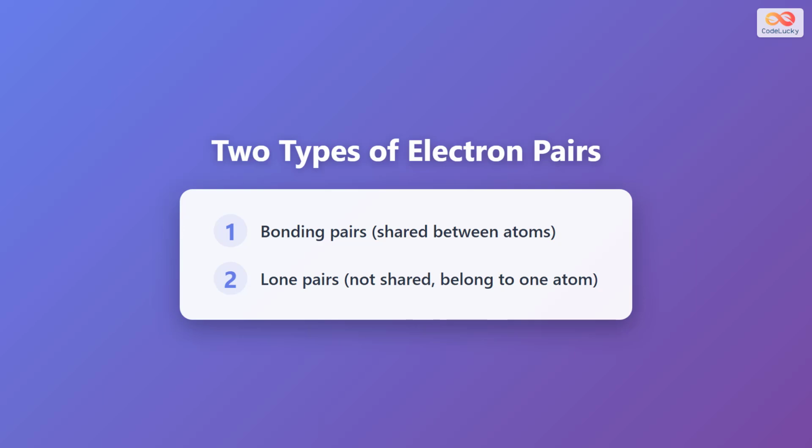When we apply VSEPR theory, we need to consider two different types of electron pairs around the central atom. First are bonding pairs. These are electron pairs that are shared between two atoms to form a chemical bond. Bonding pairs hold atoms together. Second are lone pairs. These are electron pairs that belong to only one atom and are not shared. Lone pairs don't participate in bonding, but they're still there, taking up space around the central atom. Both bonding pairs and lone pairs repel each other, so we must count both types when predicting molecular shape. This distinction will become very important as we look at specific examples.